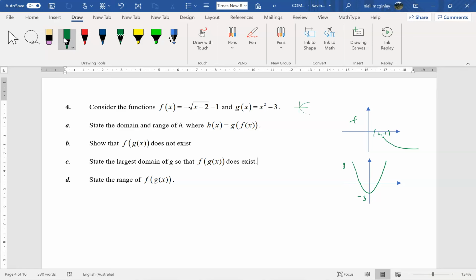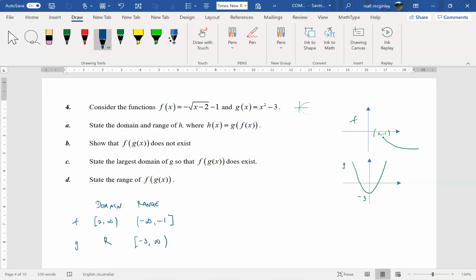So we can look at just doing a domain and range table for both of these. So thinking about the domain of f, first of all, this first value is going to be 2, and then we'll go up to infinity. Domain of g, for a quadratic with no restrictions, is going to be R. The range of f is going to be, first value negative infinity, and the last value going up to minus 1 including. And then the range of g is going to be minus 3 to infinity.